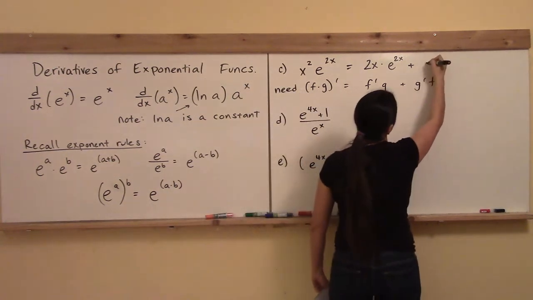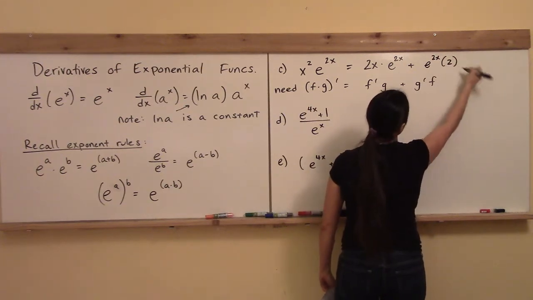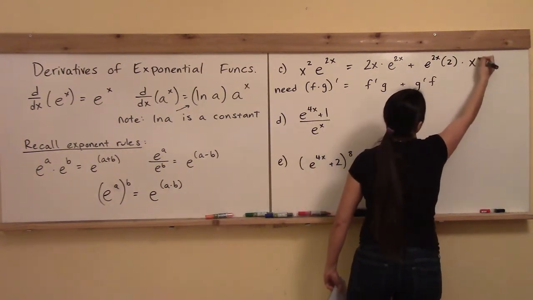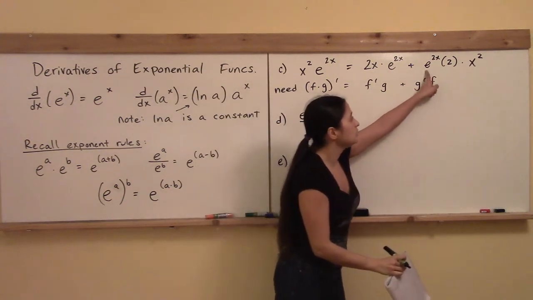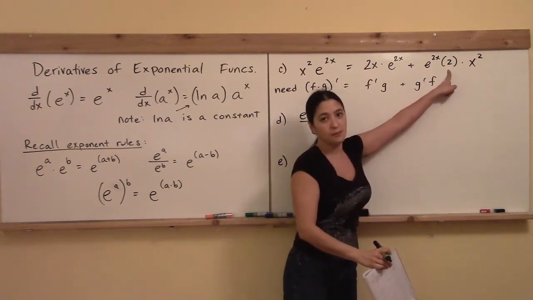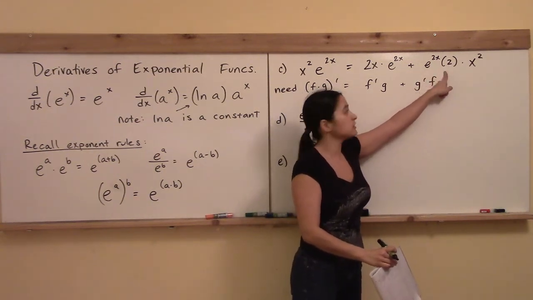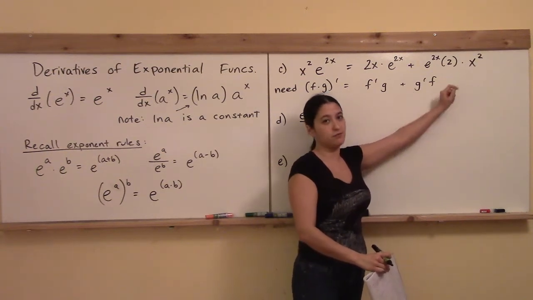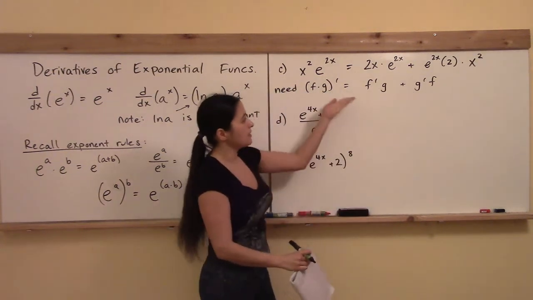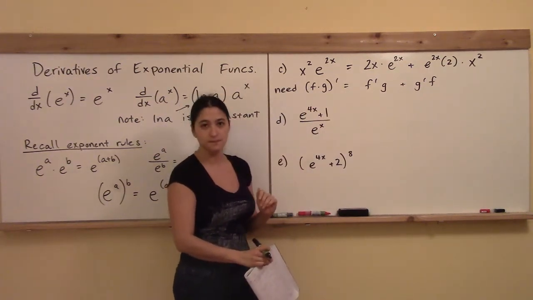So the derivative of e to the 2x is e to the 2x times 2. And then the f, we're just leaving the f alone, that's the x squared. Okay, so the g prime here is e to the 2x times 2 because e to the 2x goes to e to the 2x, and then chain rule tells us multiply by the derivative of the inside function. The derivative of 2x is 2. Okay, so that's the derivative we get for C. Is that what you got too?